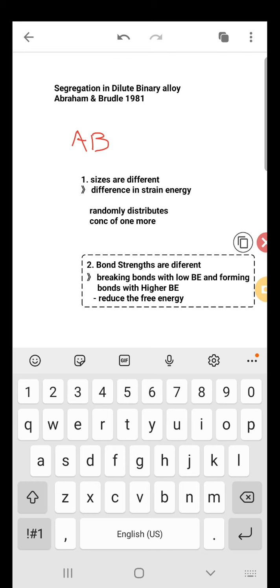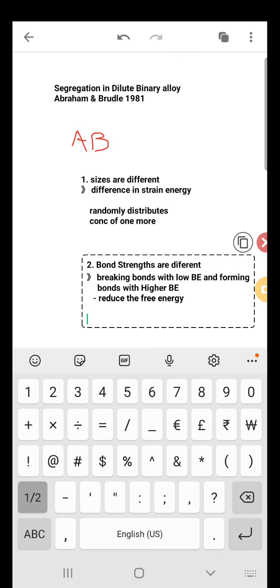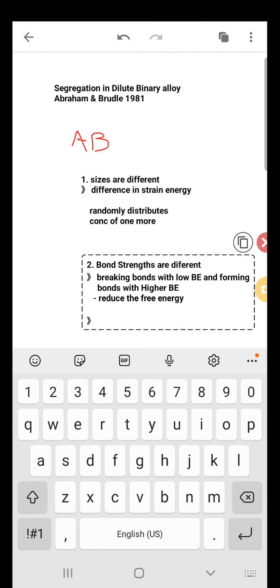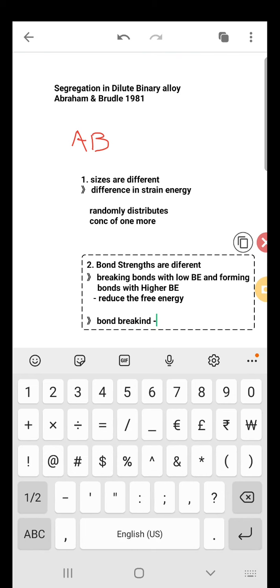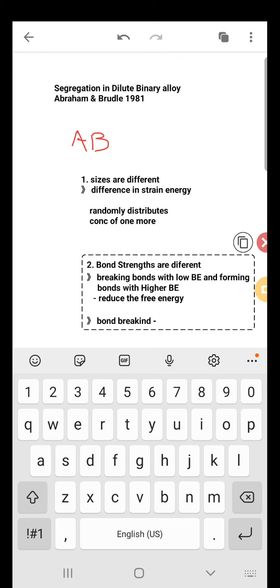The bond breaking provides a driving force to cause surface diffusion. So that is why this will again lead to the bond breaking and cause the diffusion of one of the species towards the surface.